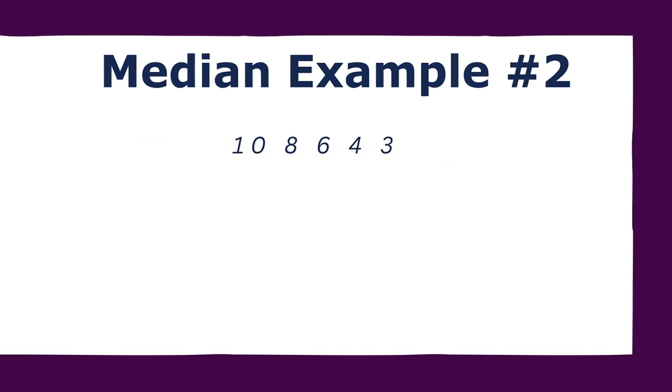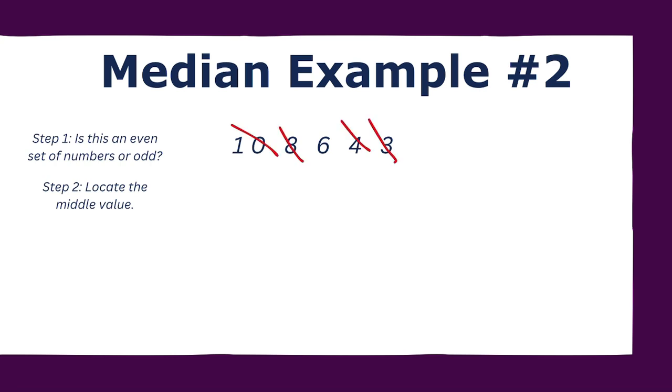Now doing another example, I have 10, 8, 6, 4, 3. Alrighty, going on to our first step, is this even or odd? This is an odd amount of numbers, and I could do that by crossing them off. So I did 2 on the left and 2 on the right, and now I see what my middle value is, 6. So this means 6 is my median number.